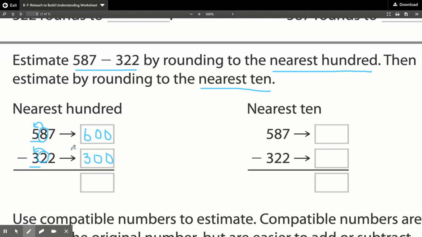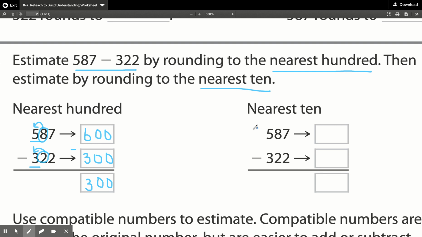This is now a pretty easy problem to subtract. 0 minus 0 equals 0. 0 minus 0 equals 0. And 6 minus 3 equals 3. So our estimated difference of 587 minus 322 rounded to the nearest hundred is 300.